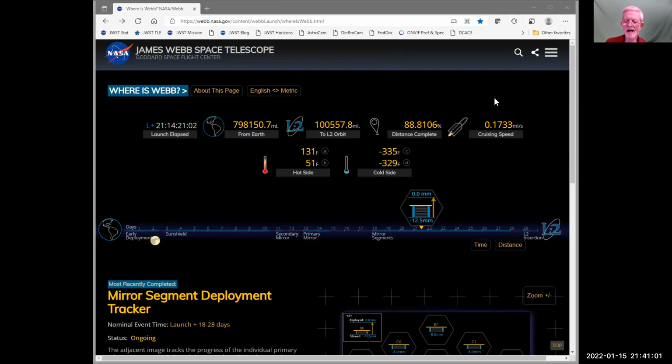What you can see is it has slowed down considerably. At one point, it was pretty much 1 mile per second, and now it's a little more than 1/10 of a mile per second. That is how fast it's going.